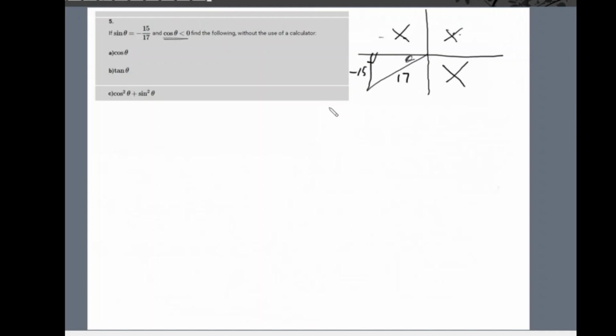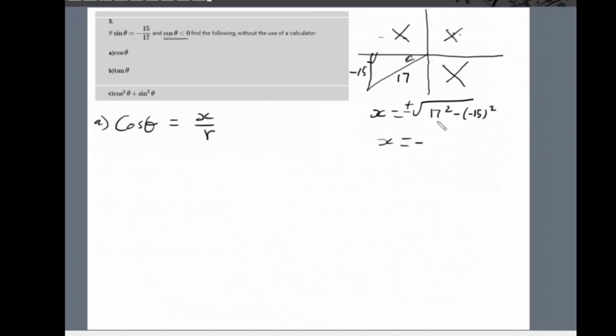We have theta there. So to calculate cos theta, we know it is x over r. We know the value of r is 17, the value of y is minus 15, but we don't know x. So to calculate x, that is the square root of 17 squared minus (minus 15) squared. Let's apply the theorem of Pythagoras. Because we are in the negative x-axis, our square root here will be negative. Because a square root is plus or minus, we'll choose the negative one.